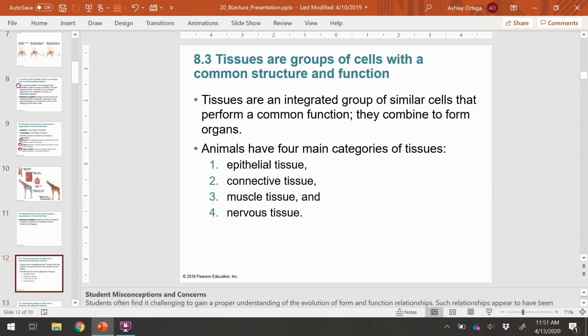Moving right along, we'll look at tissues first. Tissues, remember, are groups of cells working for a function, and they're going to make organs. We have 4 main types of tissue: epithelial tissue, connective tissue, muscle tissue, and nervous tissue.